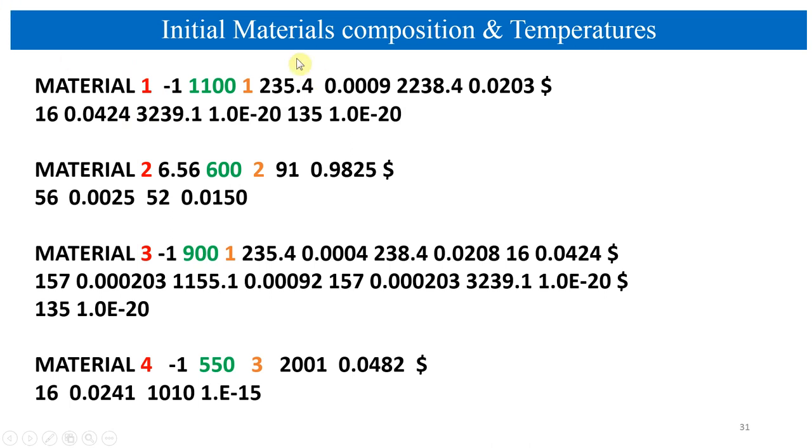And here I can put the density or minus 1. If I put the density, I have to put the isotopic fraction in weight percent. But if I put minus 1 here, it means that I should define it in atom percent. After that, I should put the temperature. The temperature here means that when WIMS runs, it will collect the microscopic cross-sections and the data from the library for a certain temperature.